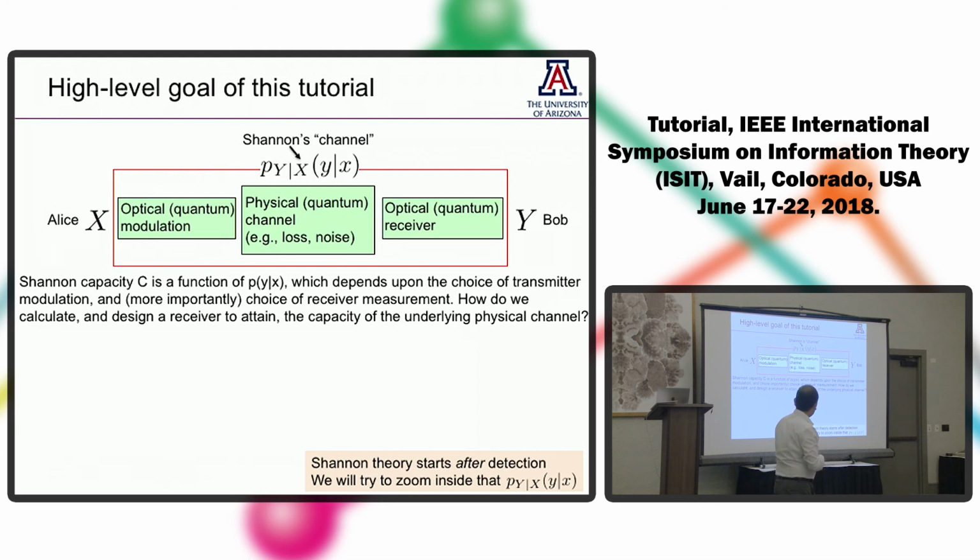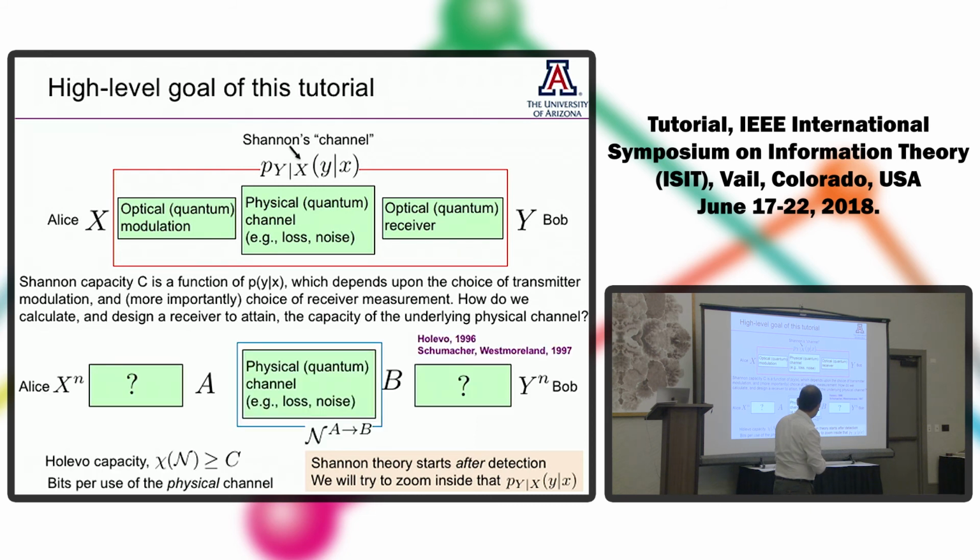Okay? So what we are going to do is to try to zoom into this physical channel and ask ourselves the question, what is the capacity of just that quantum channel without making any assumptions on how you modulate or how you receive? And we'll be focusing mostly on this question mark here because of a reason I'll describe later: for the kinds of channels that we'll be talking about, lossy, noisy optical channels, laser light modulation, traditional classical modulation, happens to be quantum optimal, meaning we only have to focus on this box.